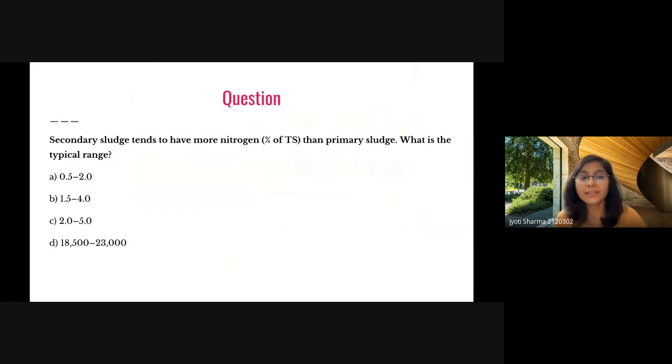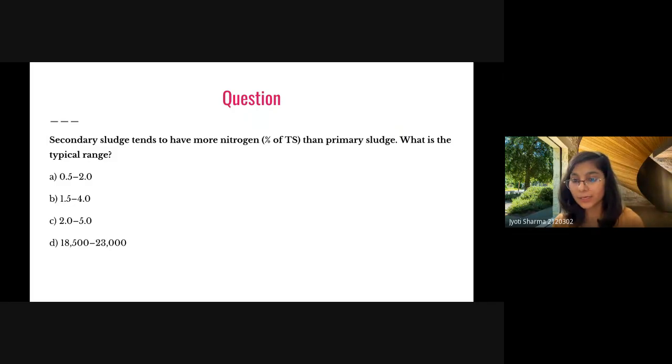Okay. Secondary treatment tends to have more nitrogen, as I showed you in that figure, than primary sludge. What is the typical range? As I told you, most of the solid that we have is higher in primary sludge as compared to secondary, but it is the nitrogen that is more in the secondary sludge as compared to the primary sludge. And what is that typical range?